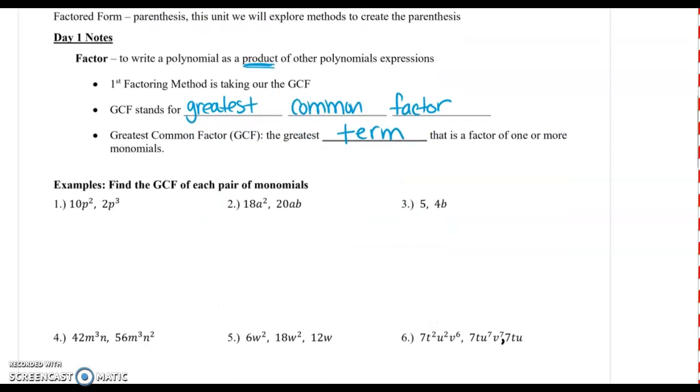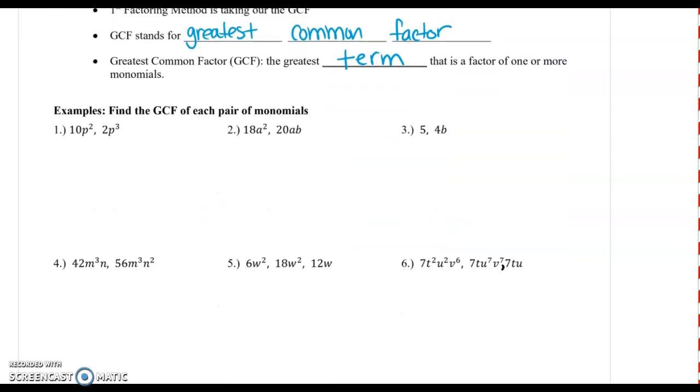So for example, if we look at these two monomials here, we want to find the GCF. If we start with our numbers, 10 and 2, our greatest common factor of 10 and 2 is 2. And then with your variables, you want to use your variable that has the lowest exponent. So p to the second and p to the third. P to the second would go into both of those. So the GCF would be 2p to the second.